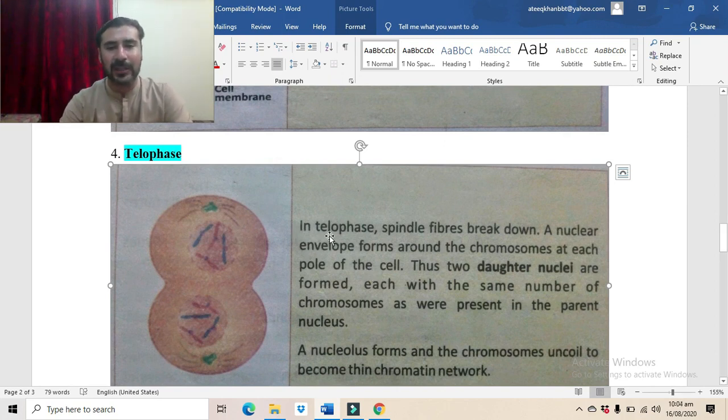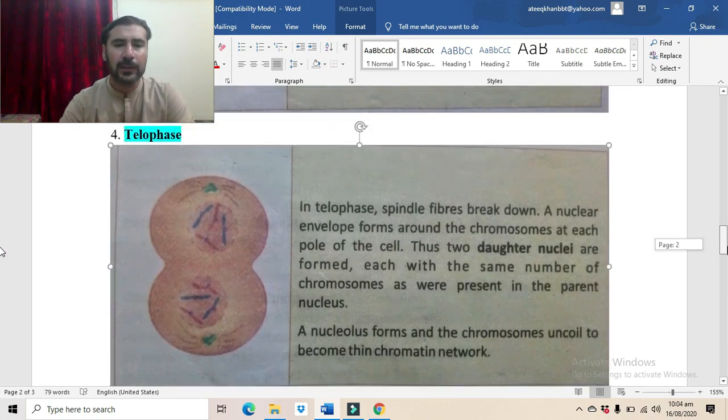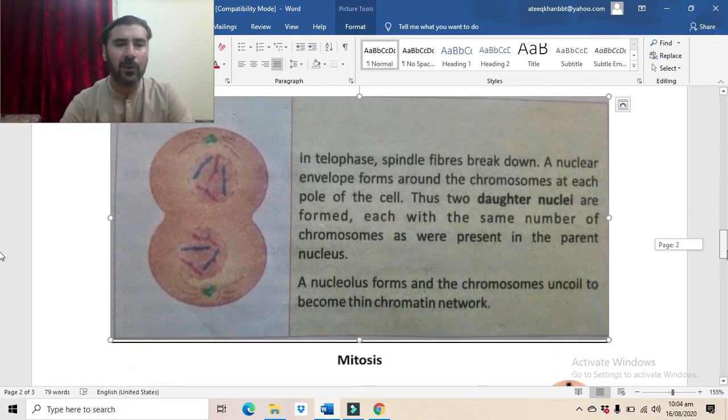Now let's move into the details. In telophase, spindle fibers break down. In prophase, they were made and now they will be broken down. A nuclear envelope forms around the chromosomes at each pole of the cell. Thus the 2 daughter nuclei are formed, each with the same number of chromosomes as were present in the parent nucleus. Because this is mitosis, the daughter nuclei will have the same number of chromosomes as was present in the parent cell. A nucleus forms and the chromosomes uncoil to become a thin chromatin network.